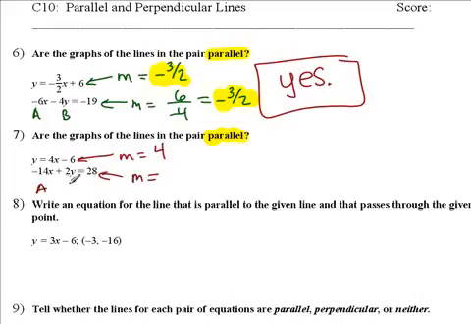And the second one, we got to use the standard form. So this is A, this is B. The opposite of A, the opposite of -14 is +14. Divided by the B value is 2. That comes out to 7. 4 doesn't equal 7. Those are not parallel, so we're going to say no.